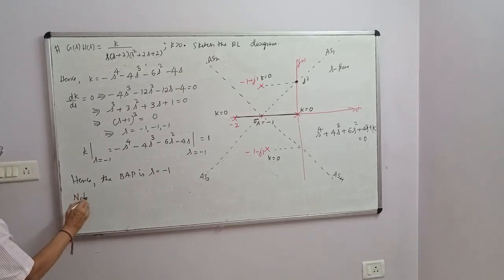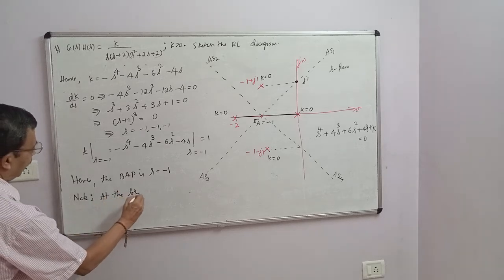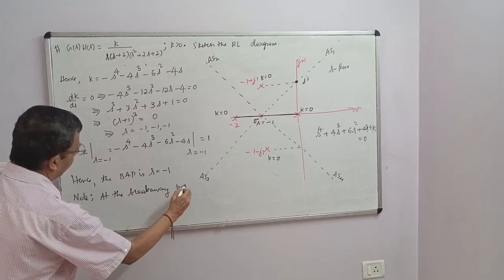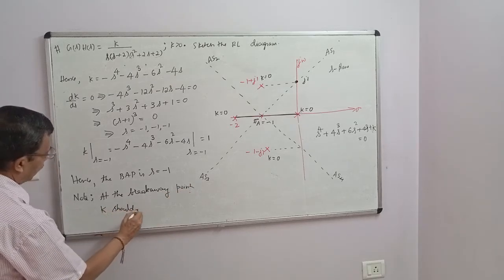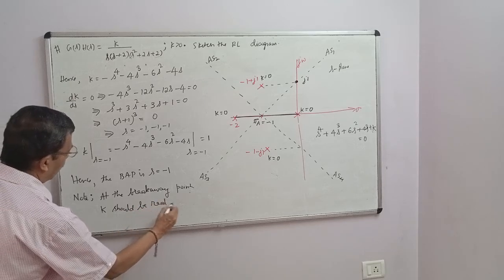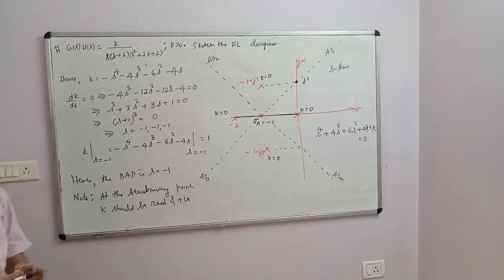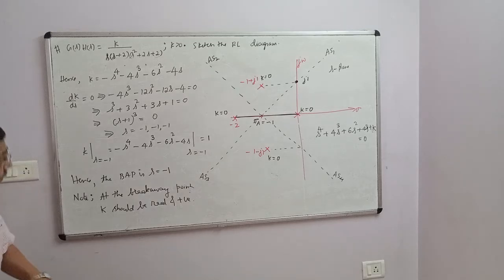Note, at the breakaway point, K should be real and positive. In the examination, you have to write the way I am writing. Don't give scope for the examiner to cut even 0.1 marks. Right? Show all the details.